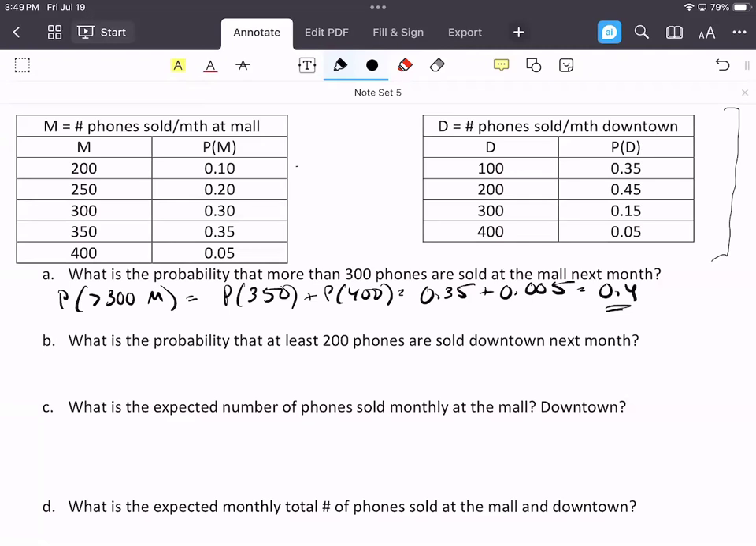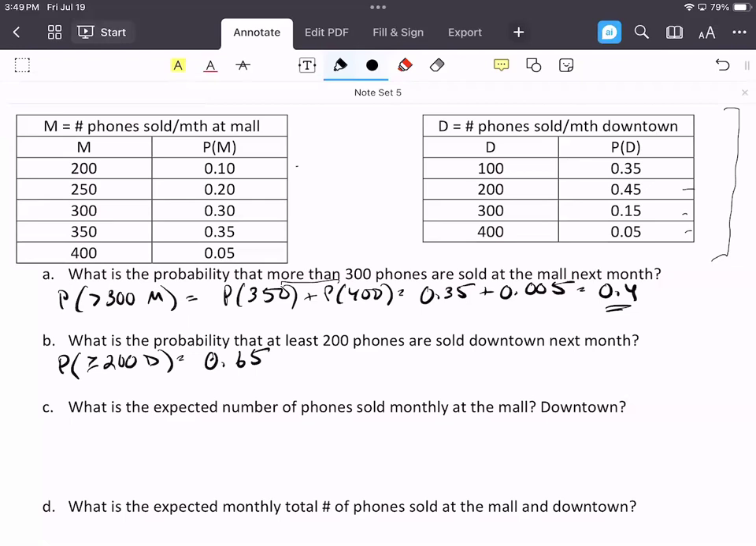What's the probability that at least 200 phones are sold downtown next month? You have to be really careful reading these. The earlier question said more than, so we didn't want to include the 300. Here, though, we want at least 200 phones, and this is the downtown location. So we're going to start here at 0.45 and add the 0.15 and the 0.05, coming to 0.65.